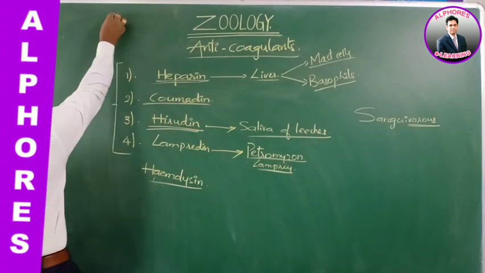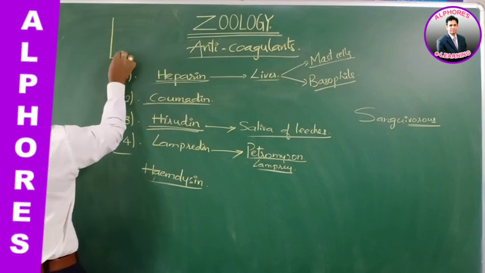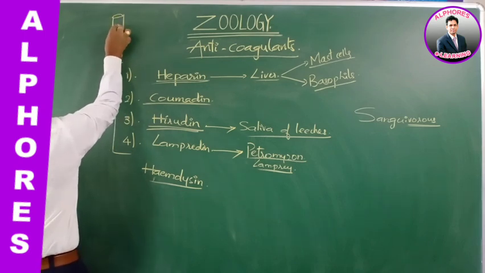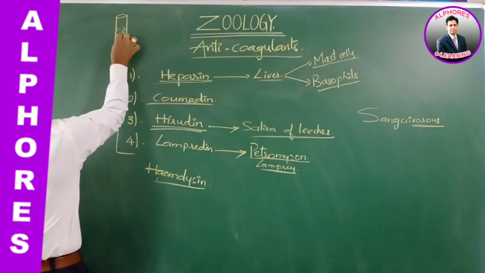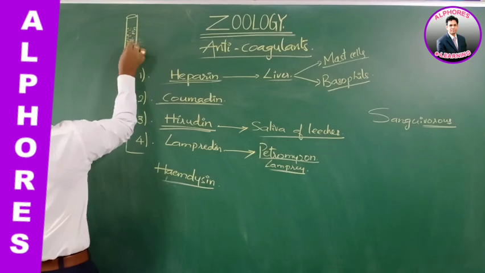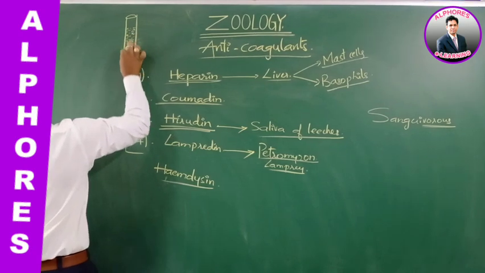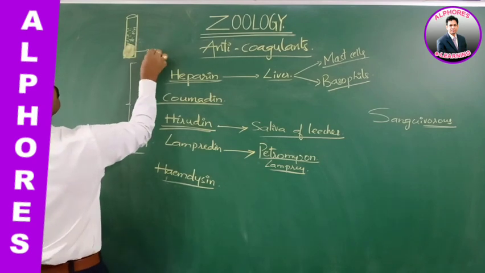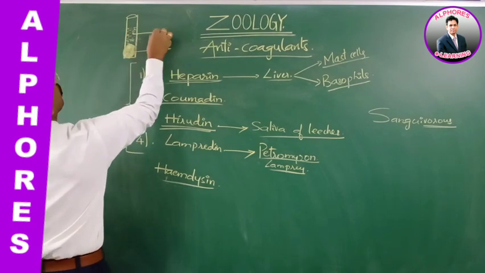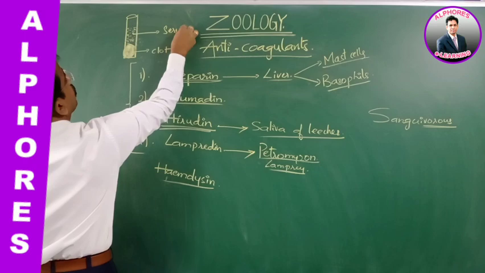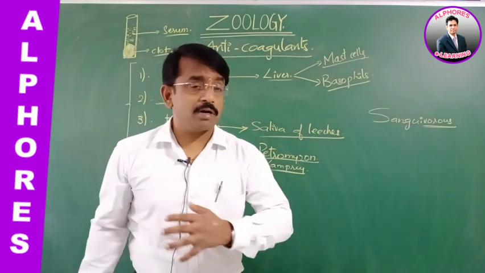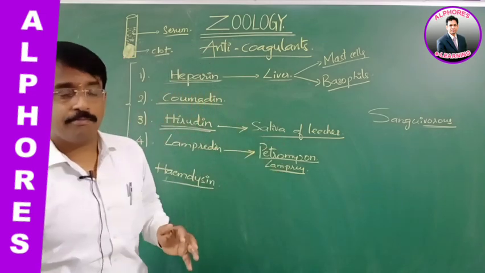Just now I told you, when the blood is taken in a test tube, what you find is, after a certain time, 3 to 5 minutes, the blood clots. It is a natural property. This is a clot, and this is serum. So blood gets clot. So how does the preservation of the blood take place in the laboratories?